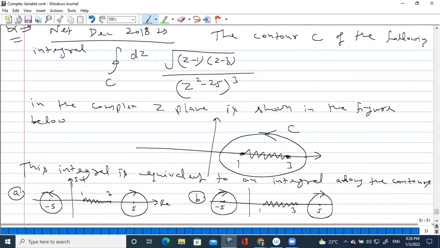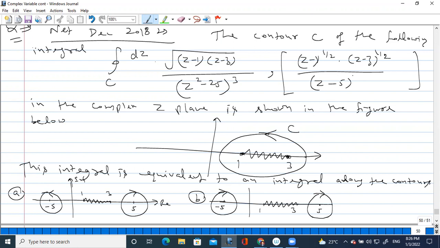Tell me. This is my function. Okay. What are the branch points here and what are the poles here? Can anybody tell? See, this function I can write as (z minus 1) to the power half into (z minus 3) to the power half, divided by (z square minus 25) whole cube. I can write (z minus 5) to the power cube and (z plus 5) to the power cube.